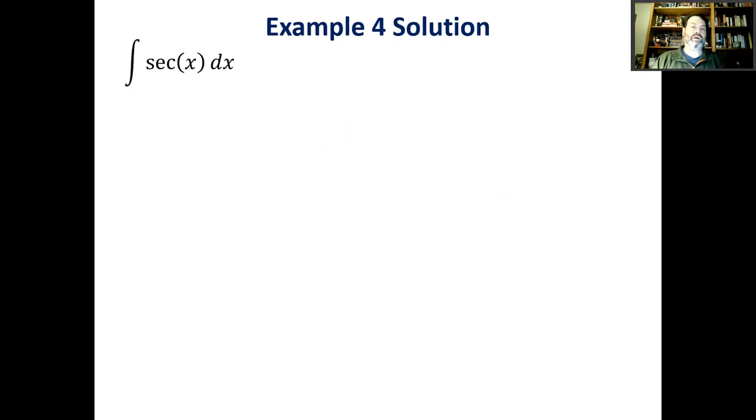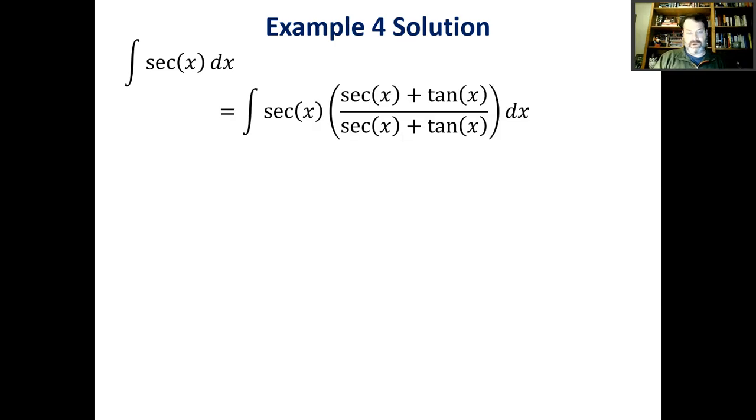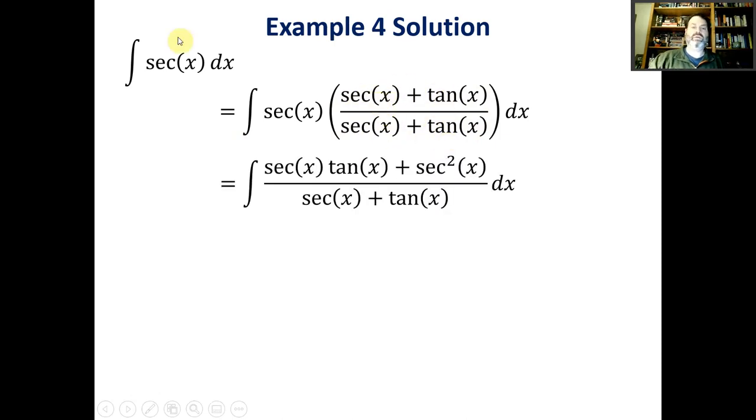So this is just a bunch of algebra tricks. So the first thing you do is you multiply by secant x plus tangent x over secant x plus tangent x. This quantity is equal to 1 because it's a number divided by itself. Then we just distribute. You take this secant, distribute it across the top.